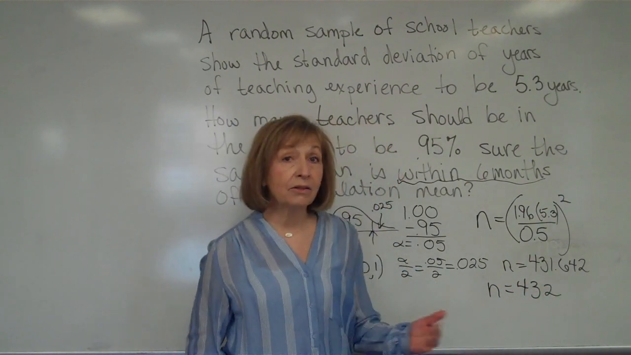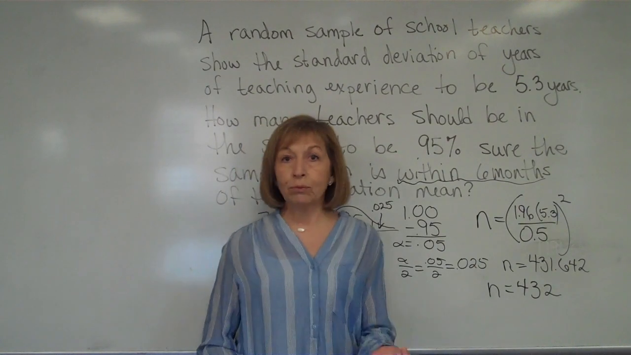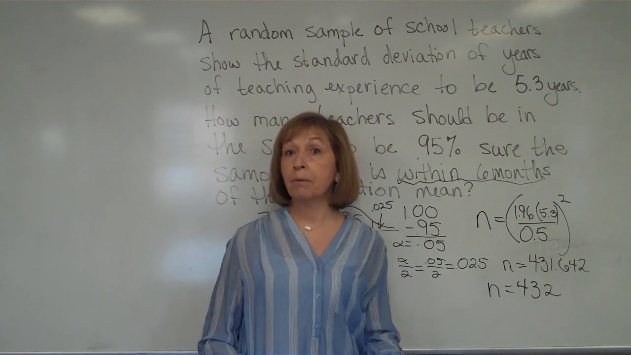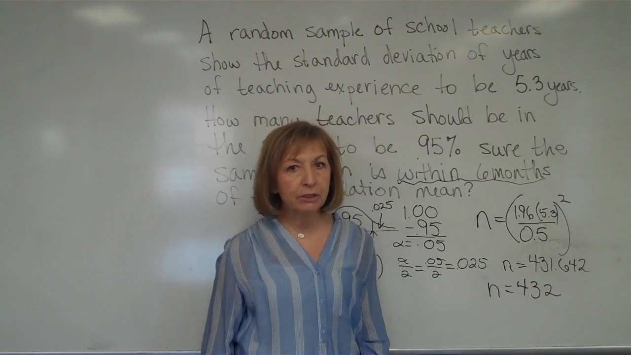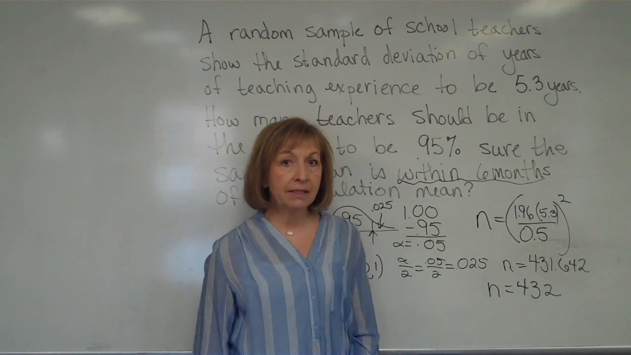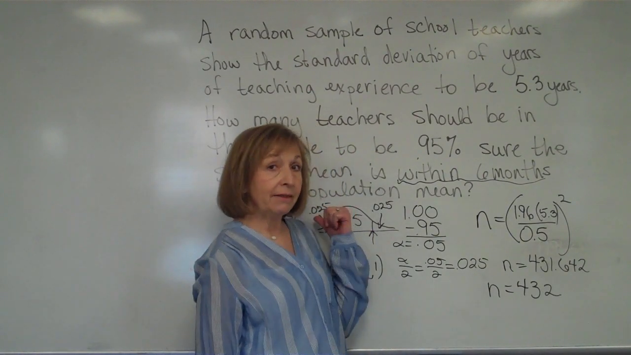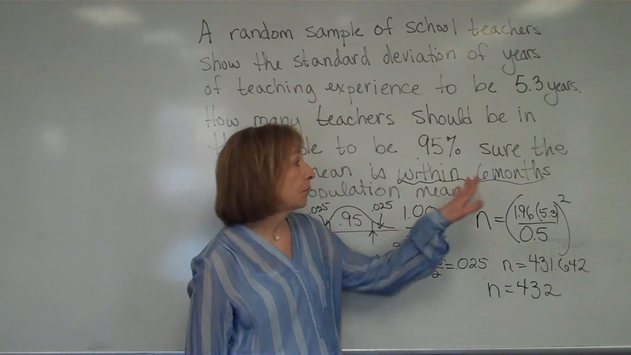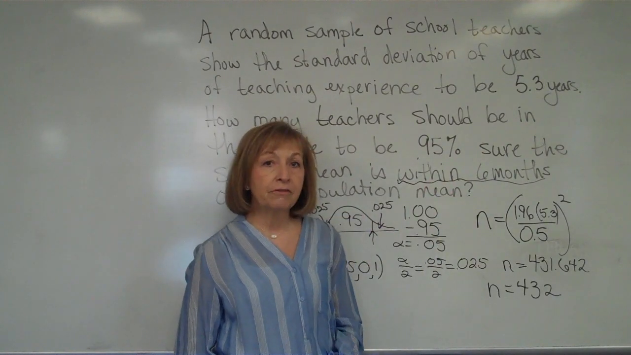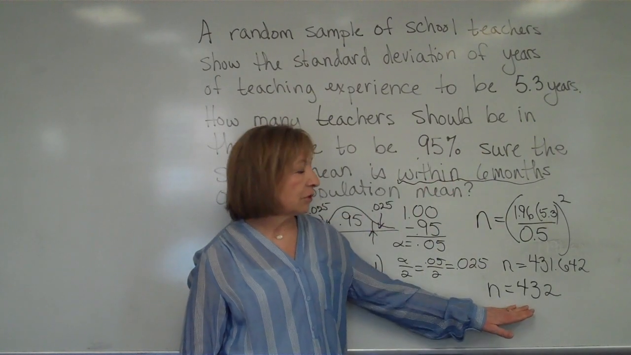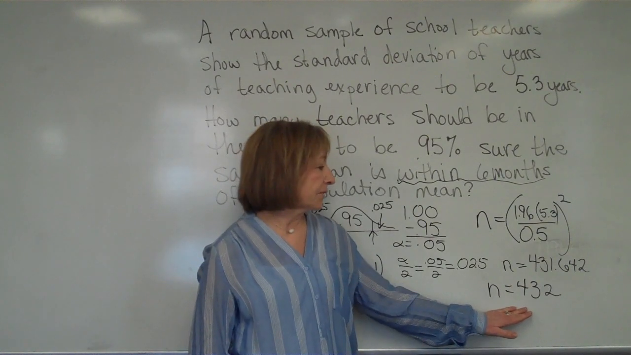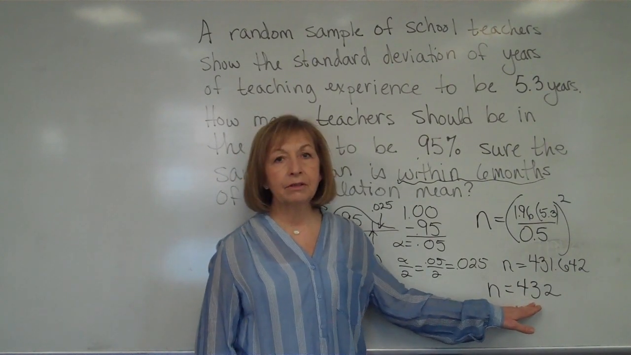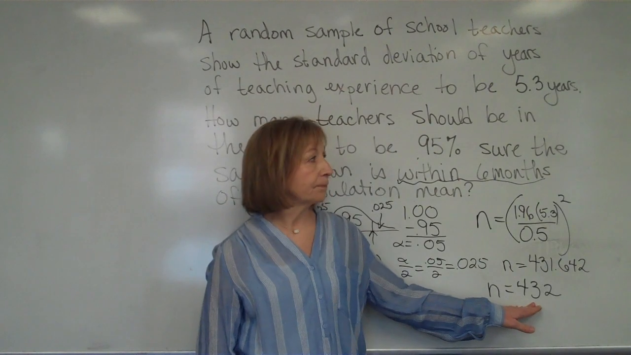However, if this would have been another sample size question and it would have said maybe 431.004, I still would go to 432. Because if you round down, you're not meeting the criteria that they're asking you to do with your margin of error. So always round these up. So here, then, my sample size is 432, the answer.